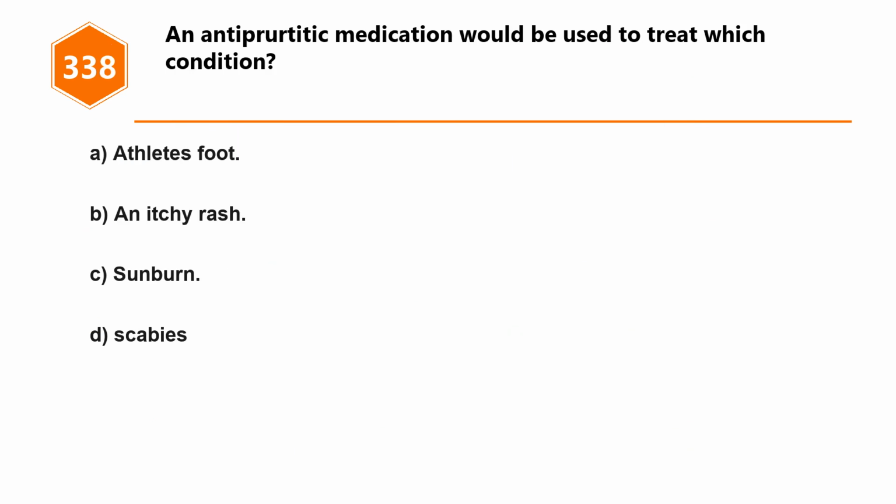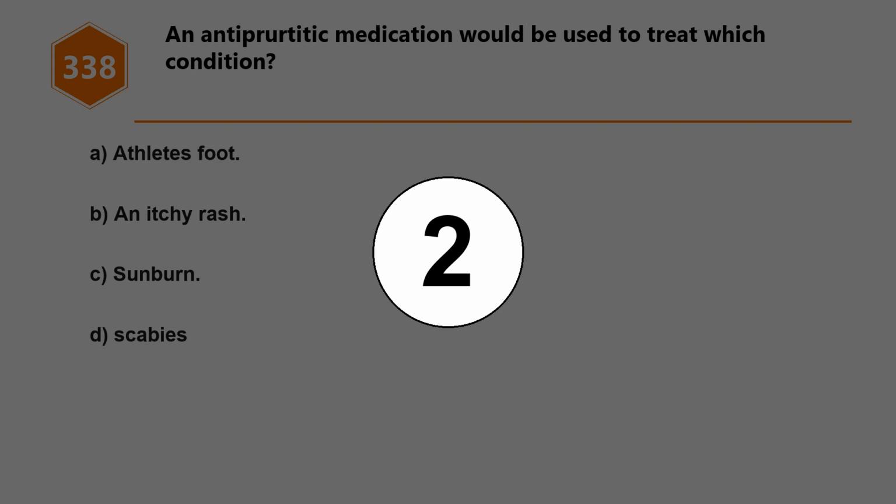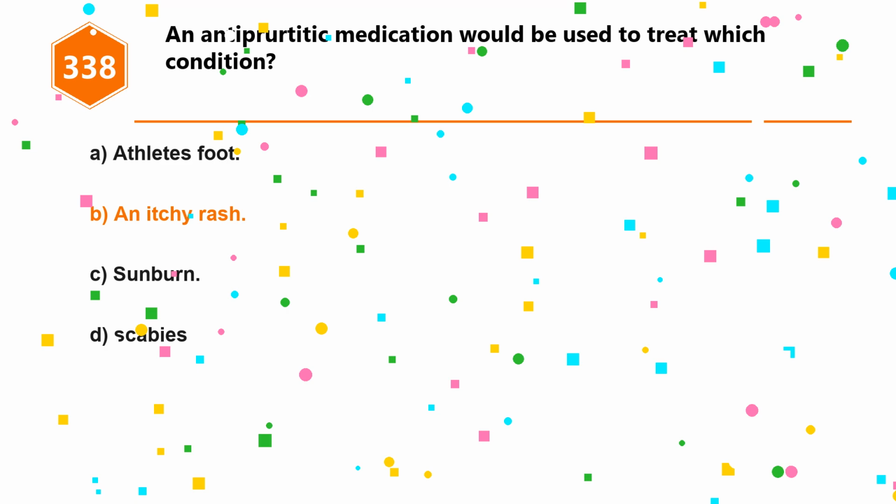Question 338. An antipruritic medication would be used to treat which condition? Option A, athlete's foot. Option B, an itchy rash. Option C, sunburn. Option D, scabies. The correct answer is option B, an itchy rash.